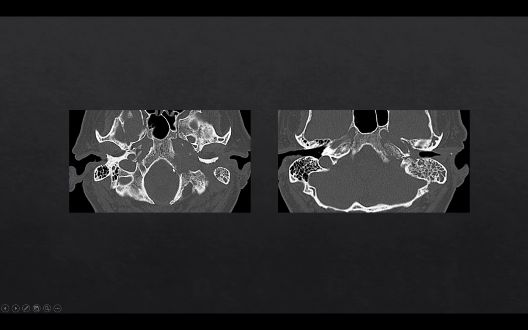a lytic lesion of bone involving the left petrous apex with a broad zone of transition without much associated mass. There's also opacification of the left mastoid air cells, and not pictured there's swelling overlying the left mastoid. And this is a patient with petrous apicitis.